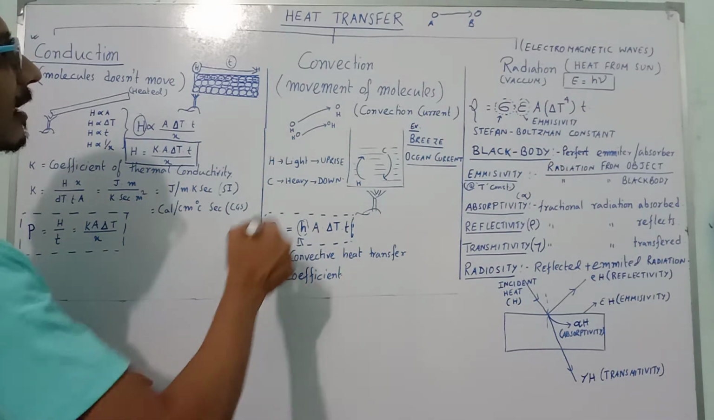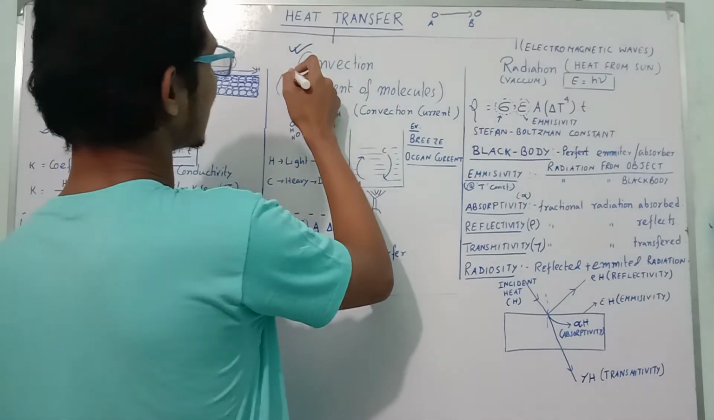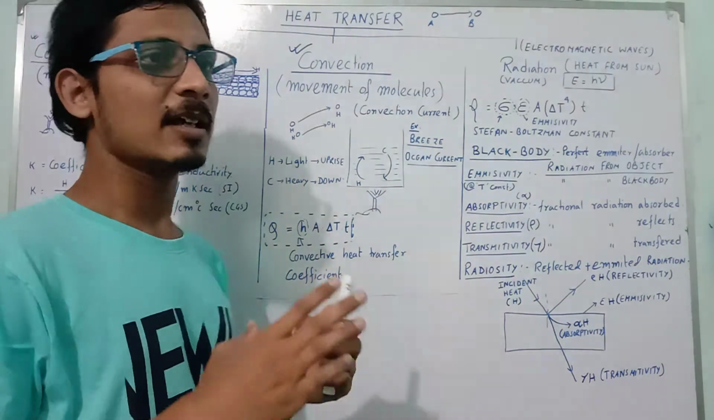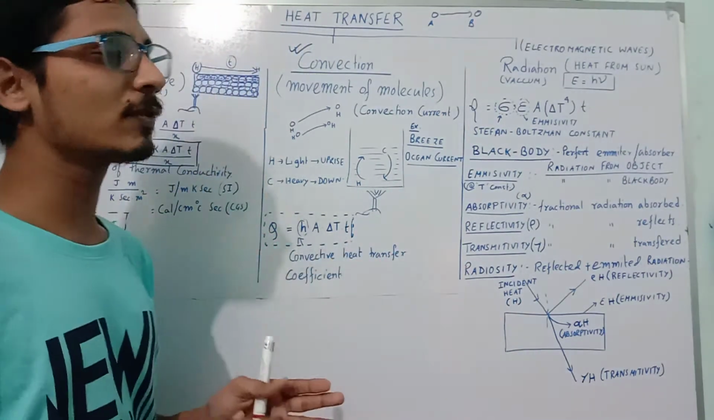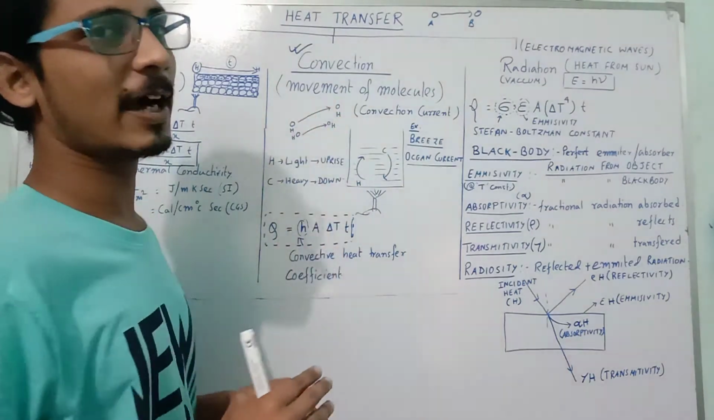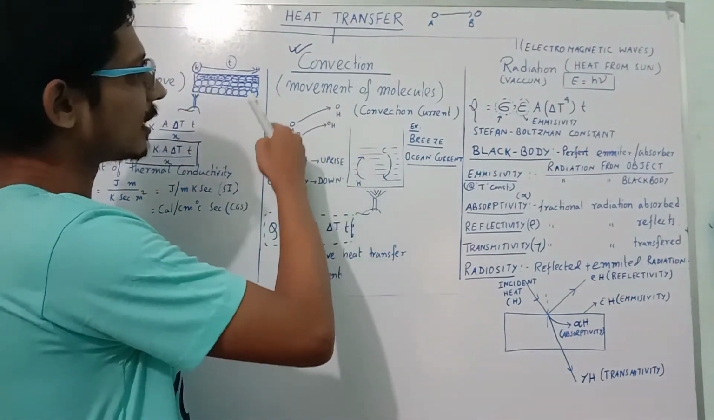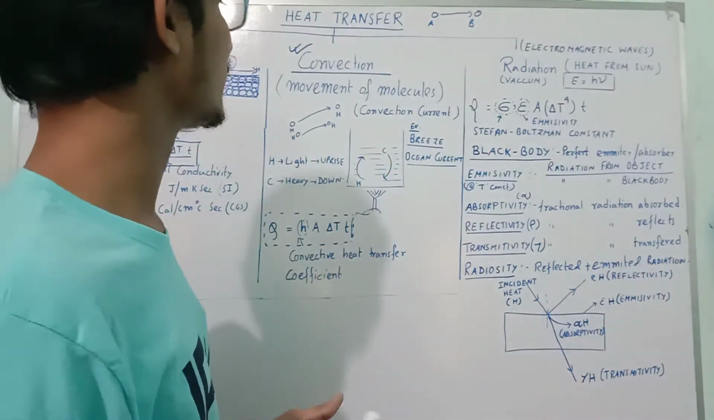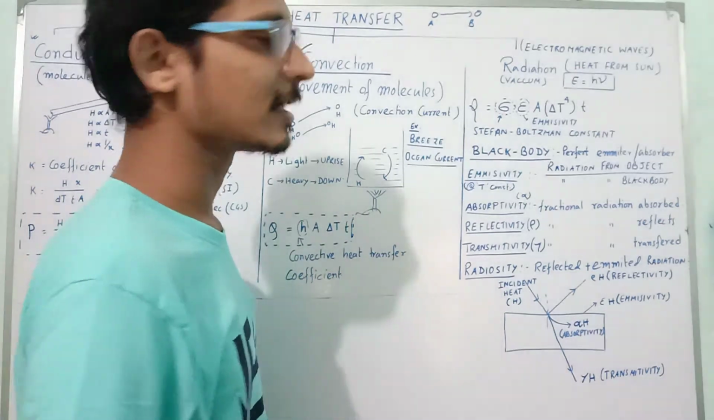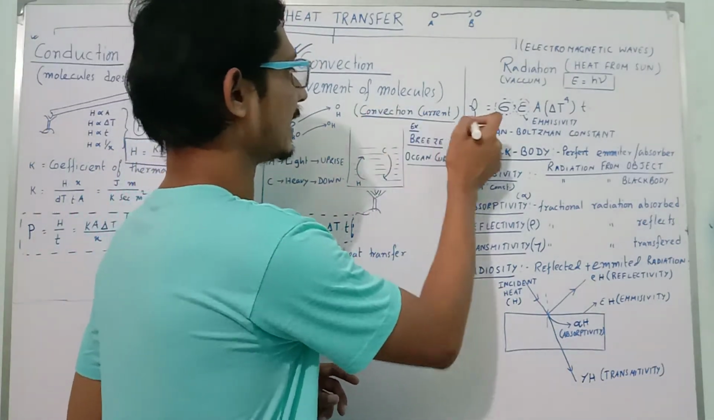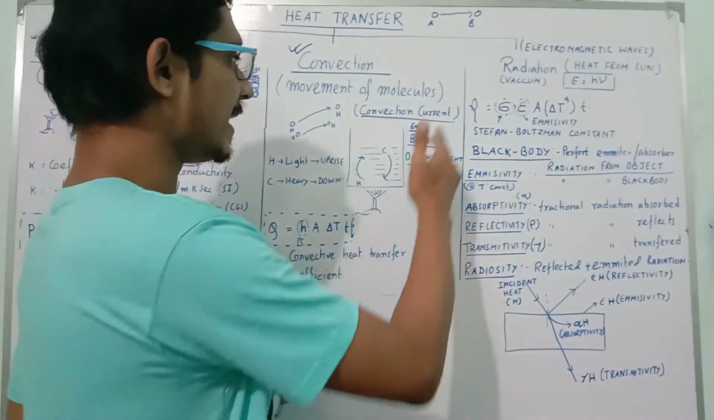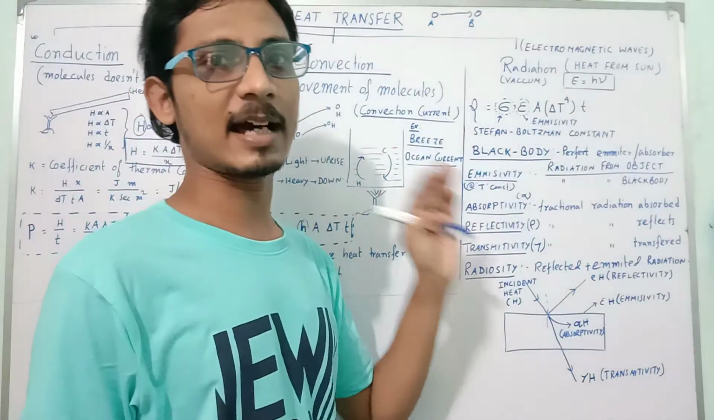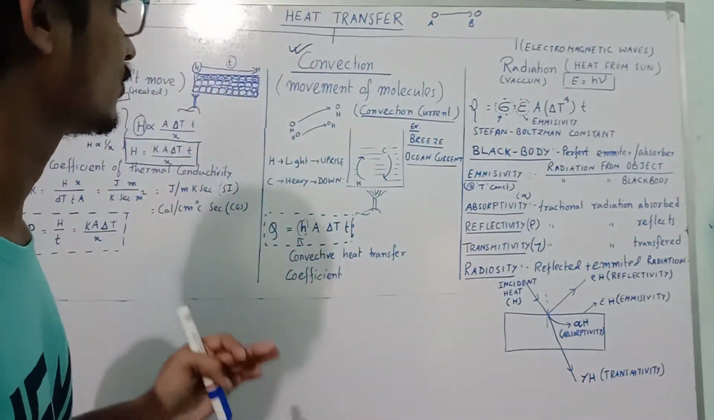Now our second method of heat transfer is convection. In convection type of heat transfer, the molecules themselves move from one place to another while carrying the heat. Due to the movement of the molecules, a flow of the liquid or substance occurs, which is called convection current. Examples are breeze and ocean current. Ocean current is produced due to convection current or convection type of heat transfer.